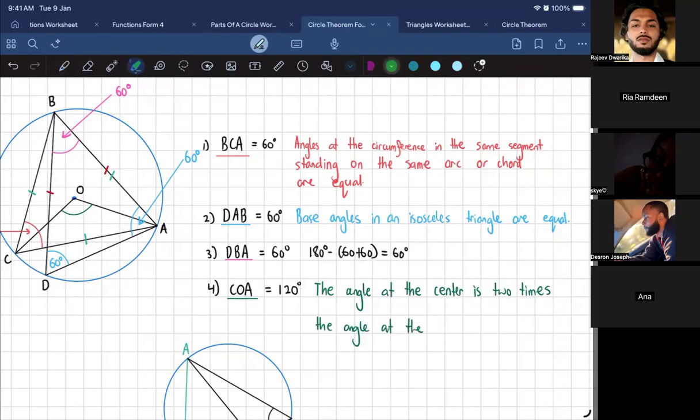So if you look at this diagram, we had the angle at the circumference, right? And to figure that out, you had to multiply it by 2. Why? That's because anytime you have this condition, the angle at the center will be 2 times the angle at the circumference. So that's the theorem there. The angle at the center is 2 times the angle at the circumference, and you need to add that it must be standing on the same arc or chord.